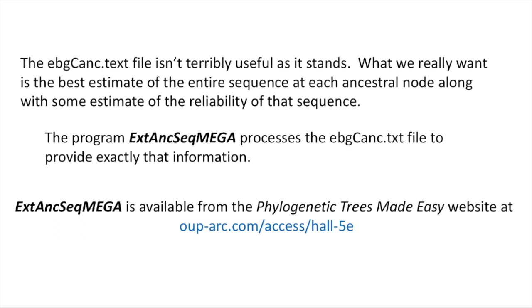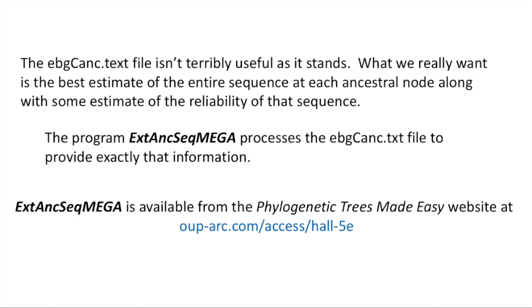This ebgc-anc.txt file isn't terribly useful as it stands. What we really want is the best estimate of the entire sequence at each ancestral node, along with some estimate of the reliability of that sequence. Now we could get that by just looking in that sequence file at the most probable base and writing it down, but we'd certainly make many, many mistakes in doing that.